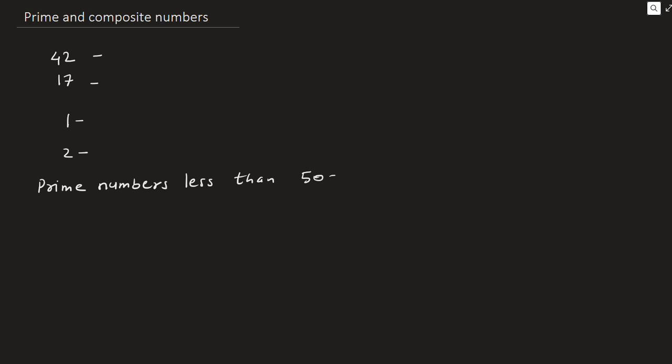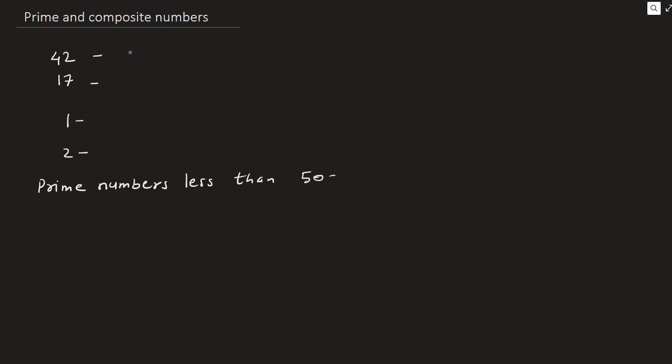Any number having no other factor other than 1 and itself is a prime number. Others are composite numbers. So any number which has a factor other than 1 and itself is a composite number. This is the difference between a prime and a composite number.